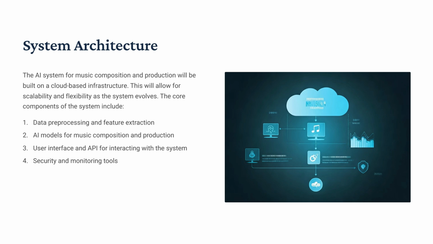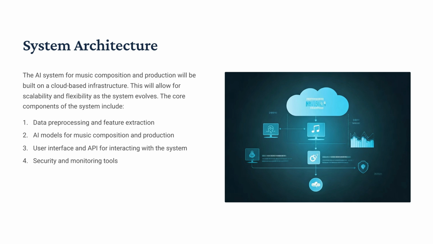For system architecture, the AI system for music composition and production will be built on cloud-based infrastructure. This allows us to have scalability and flexibility as the system evolves. The core components of the system include data preprocessing and feature extraction, AI models for music composition and production, a user interface and API for interacting with the system, and security and monitoring tools.